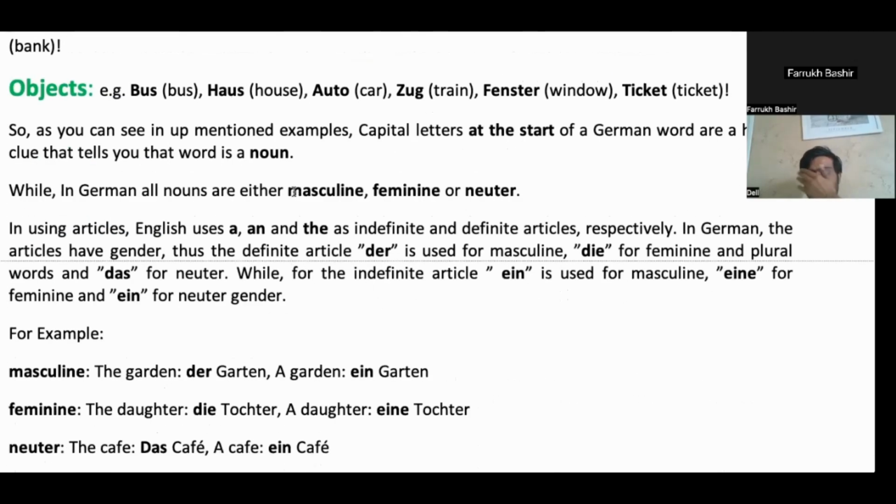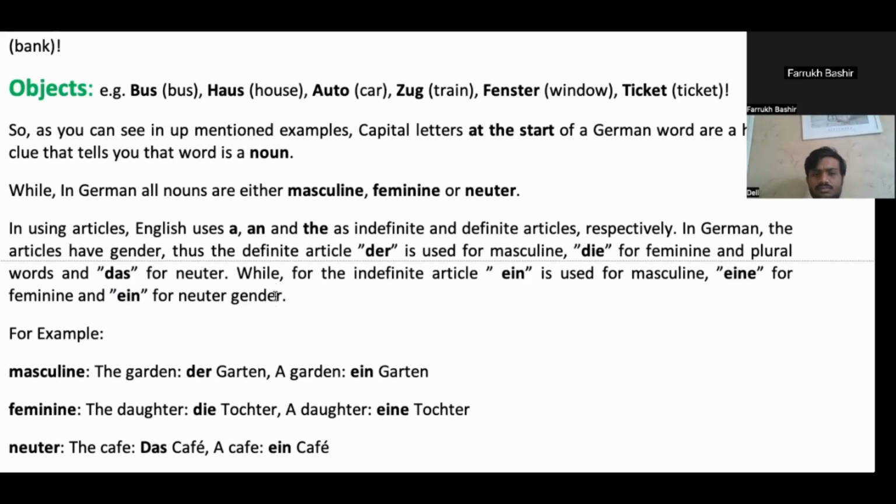Nouns have three different genders in German: masculine, feminine, and neuter. In English, we basically use a, an, and the for indefinite and definite nouns respectively. But in German, we have three different genders, so three different articles. Der is used for masculine nouns, die is used for feminine nouns, and das is used for neuter nouns. These are for definite nouns. If you want to use an indefinite article, then you will use ein for masculine, eine for feminine nouns, and ein for neuter nouns.